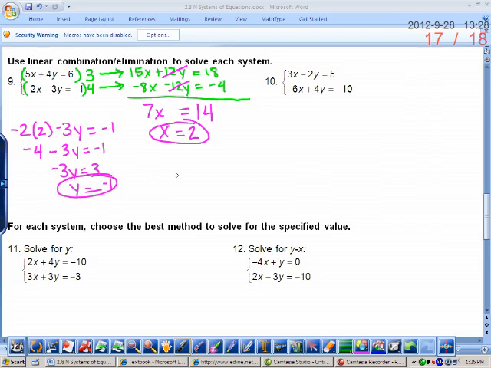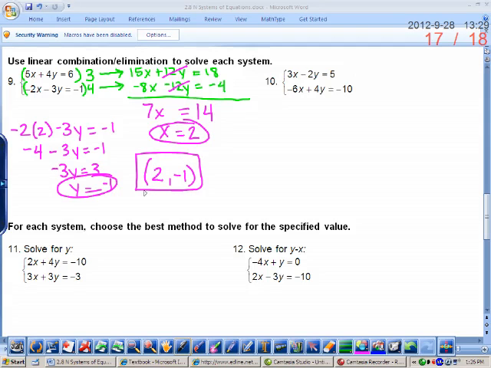So how do I write my solution? 2, negative 1. We okay? It's nice to review things sometimes. Okay, let's look at number 10.